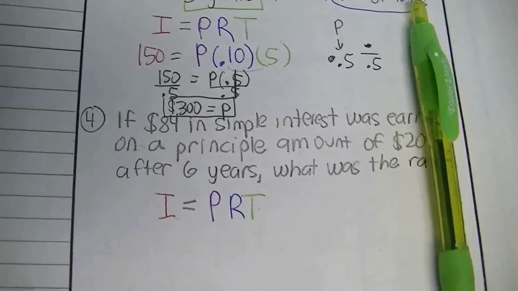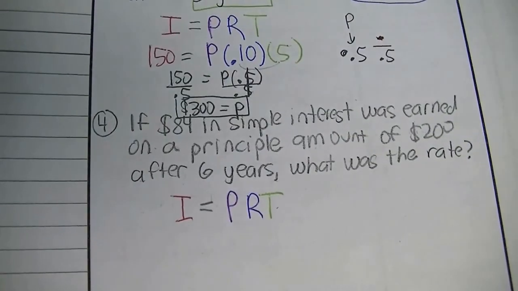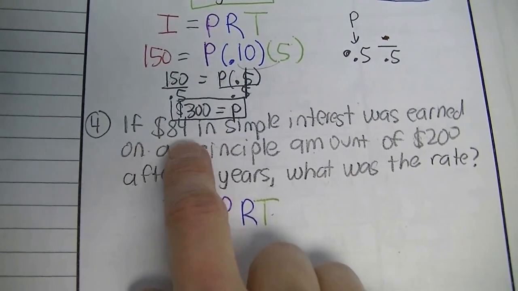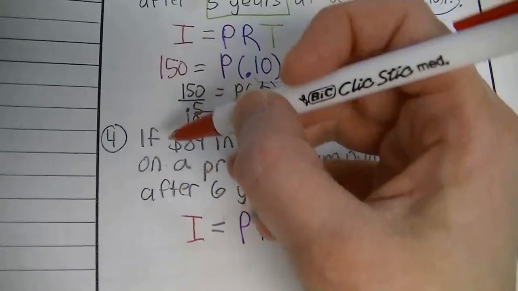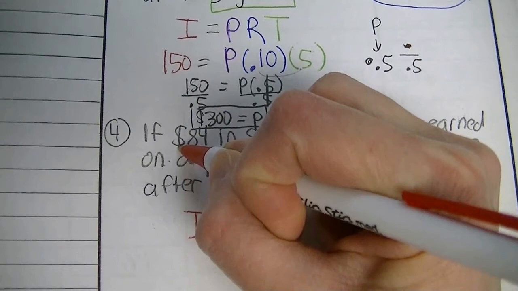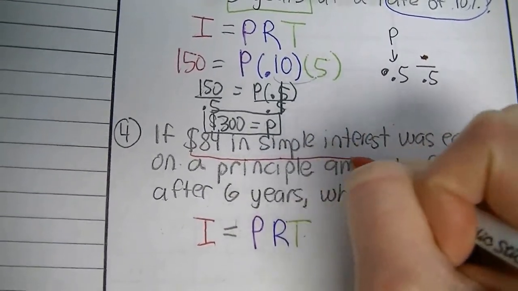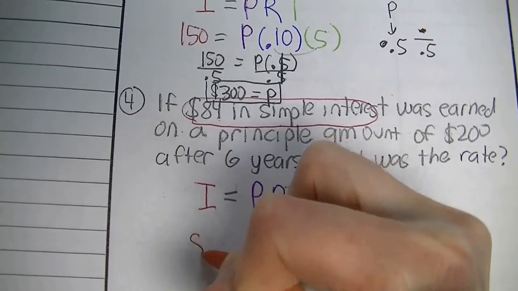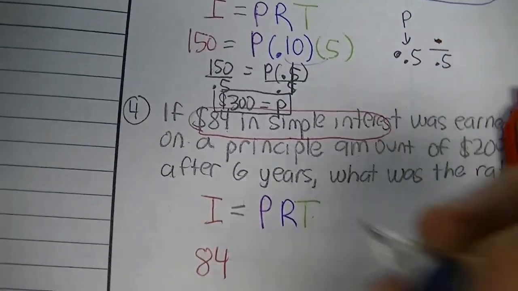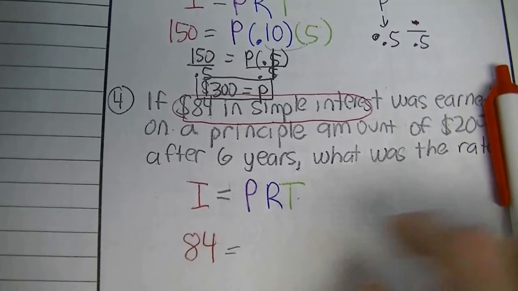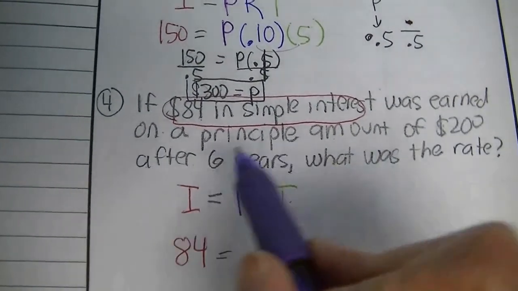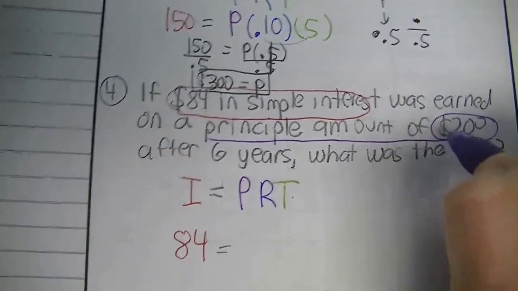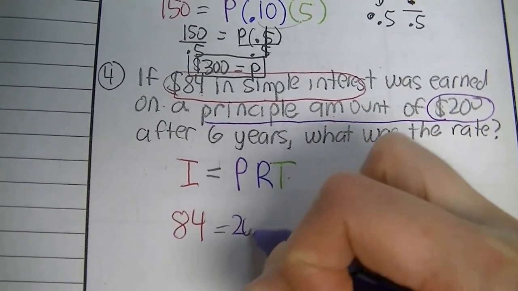Okay, so let's go ahead and look through the information here. If $84 in simple interest was earned, so that is the simple interest. There, that's the simple interest. So I'm going to substitute that 84 in for the I. And then what other stuff do we have? Do we have the principal here? Oh, the principal amount was $200. So right here I'm going to put 200.